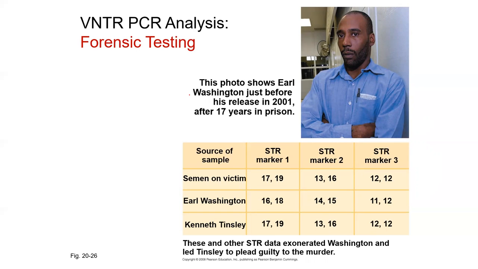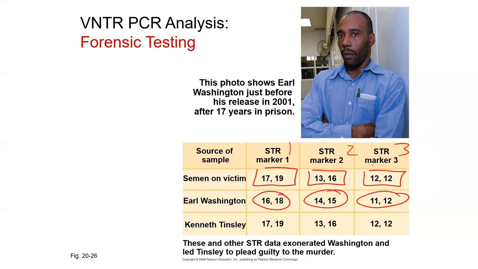If you take a look, they looked at three markers, right? So we've got marker 1, 2, and 3. For marker 1, Earl had bands at these sizes, 16 and 18, marker 2, 14 and 15, marker 3, 11 and 12. And if you looked at the semen on the victim, there is no match here at all. There was a second potential suspect, and they were able to get his DNA, and it was a perfect match. So in that case, they were able to exonerate Earl and arrest Kenneth because they had much better evidence showing that indeed the second man was the perpetrator.